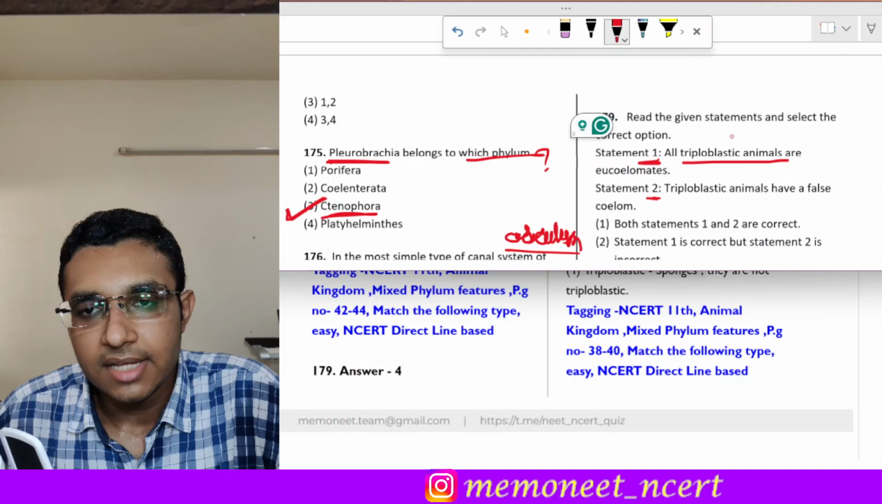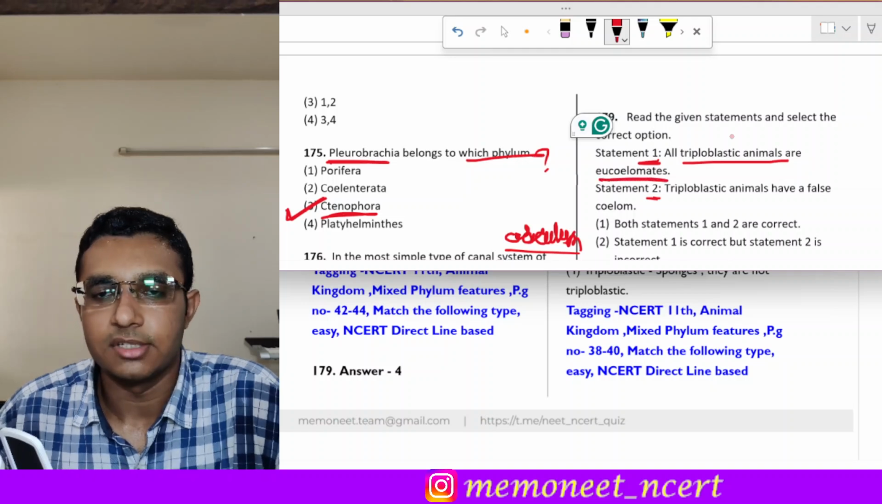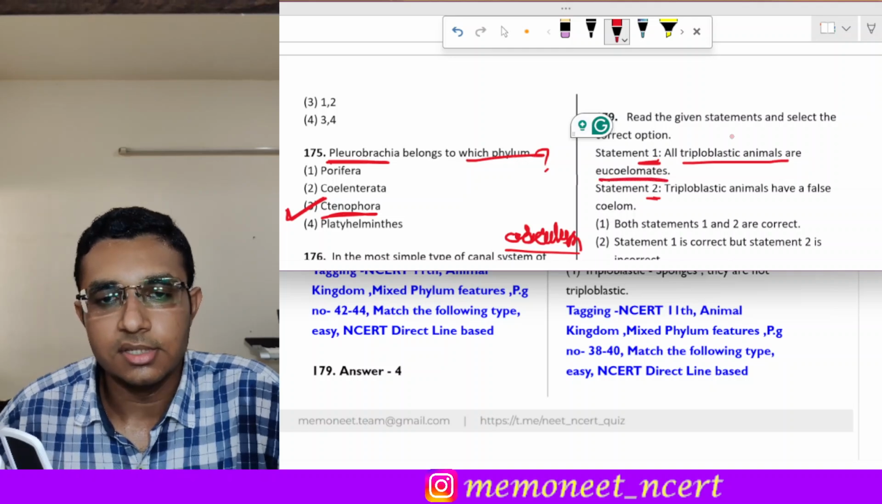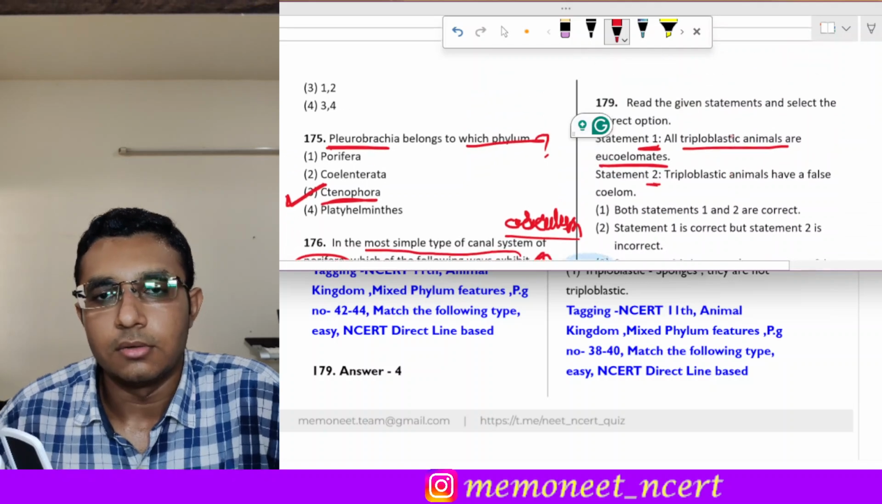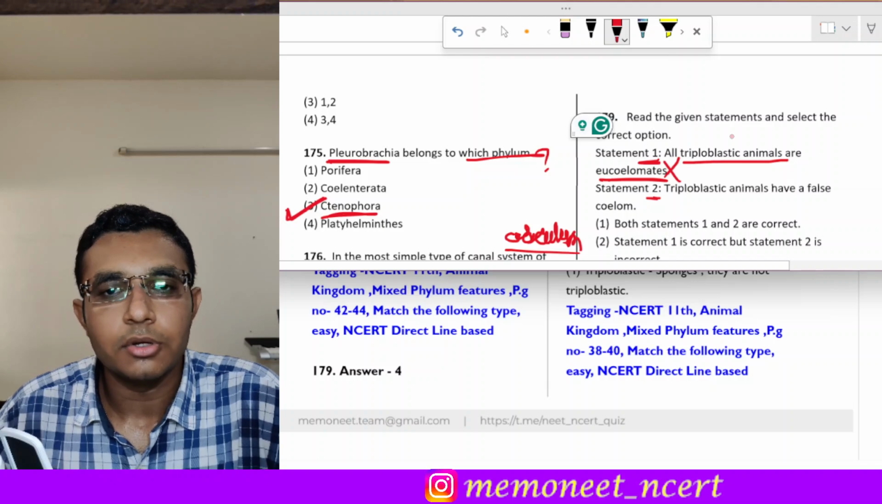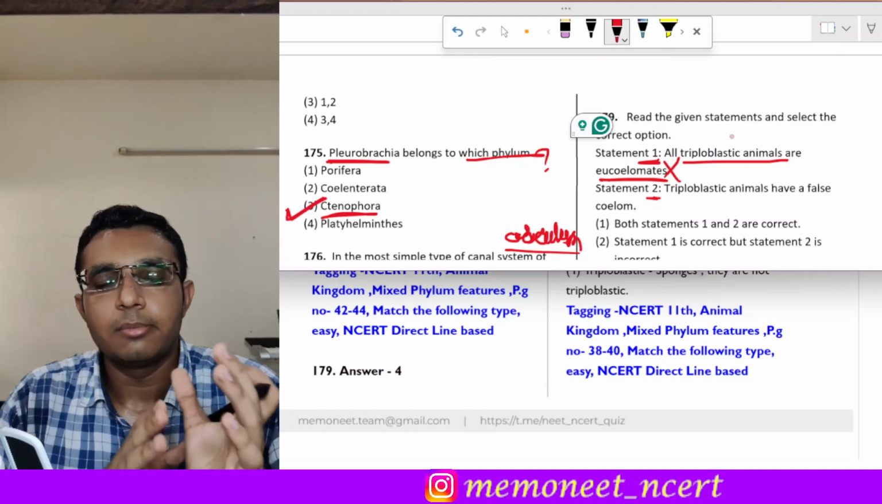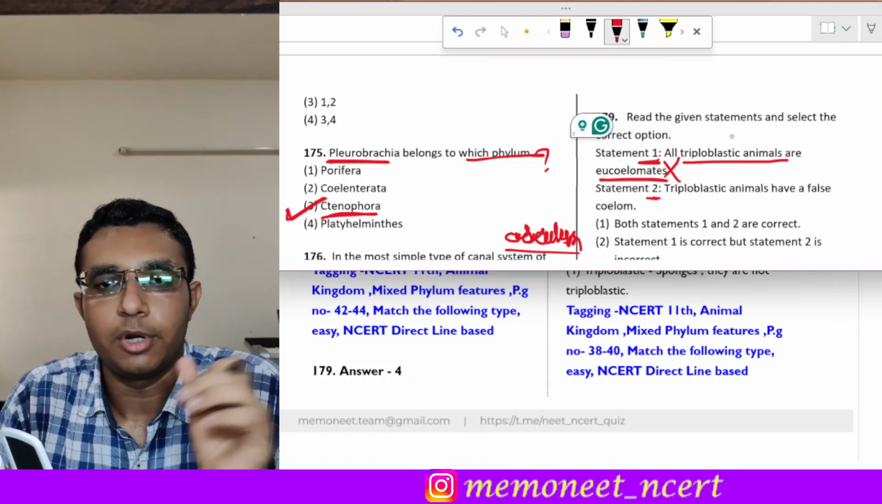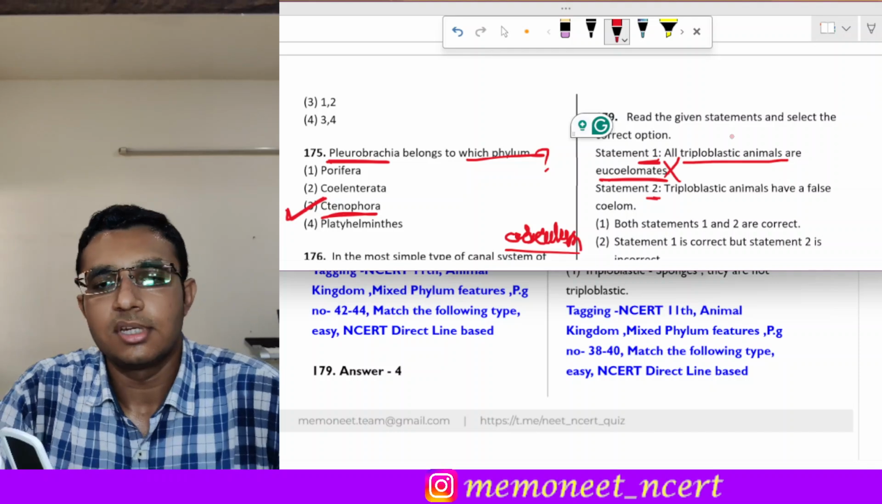all triploblastic animals are eucoelomates. Okay, so is this statement correct? So no, this statement is incorrect, okay, because all triploblastic animals are not eucoelomates, means all triploblastic animals do not have a proper body cavity. Okay, so this statement is incorrect.